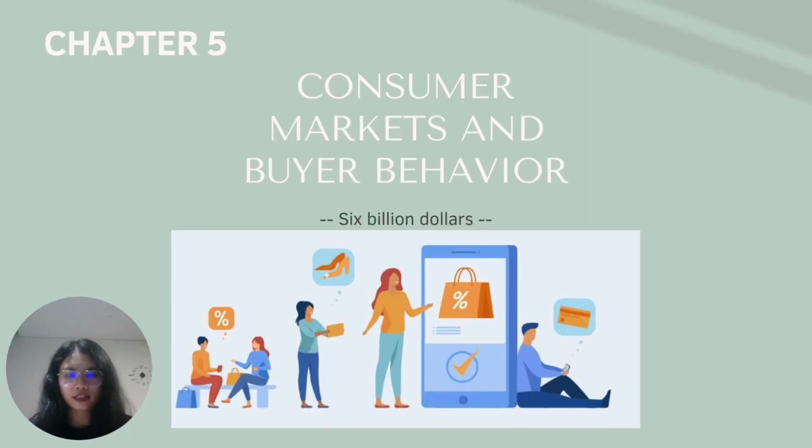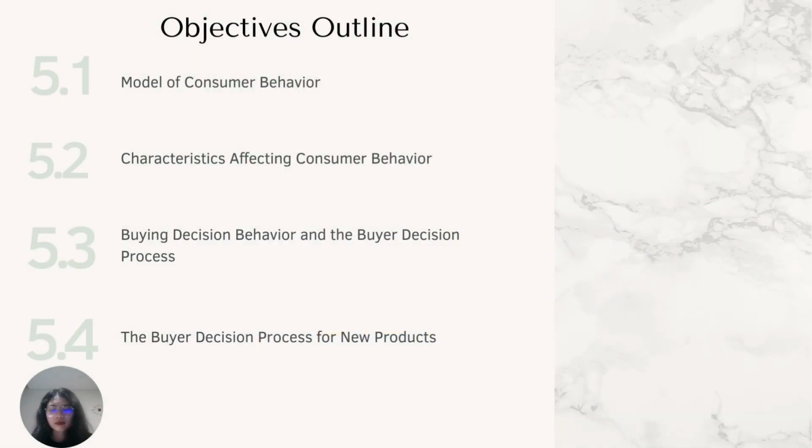Welcome to our presentation. We are $6 billion, starting with Chapter 5, which is Consumer Markets and Buyer Behavior. Let's take a look at our outline. We have four main parts.